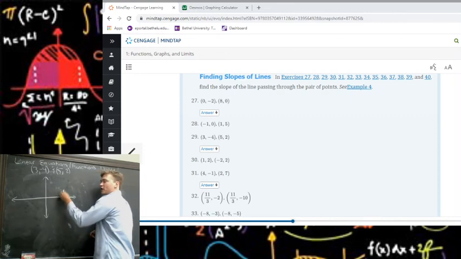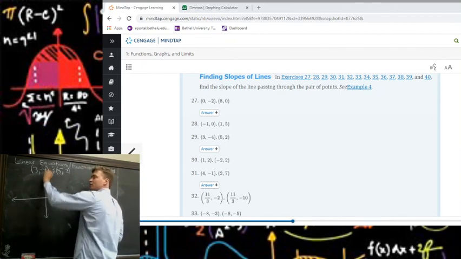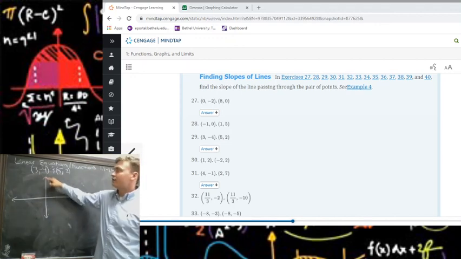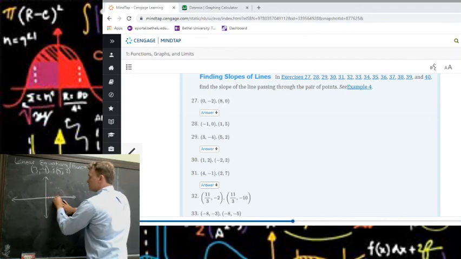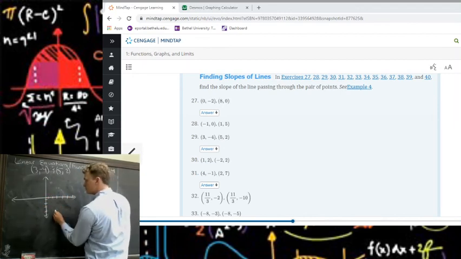You can understand why they're positive or negative in each case. If you're over here in quadrants 1 or 4, you had to move to the right, so the X's are positive. If you move to the left over here, the X's are negative. If you move up, the Y's are positive. If you move down, the Y's are negative. Looking at 3, negative 4, I know I'm in this quadrant. I move to the left 3 units. I move down 4 units.